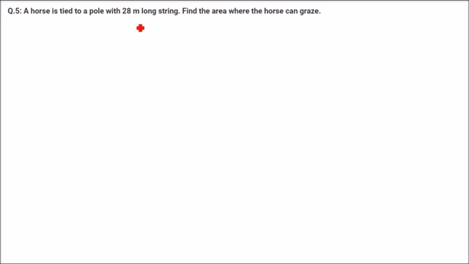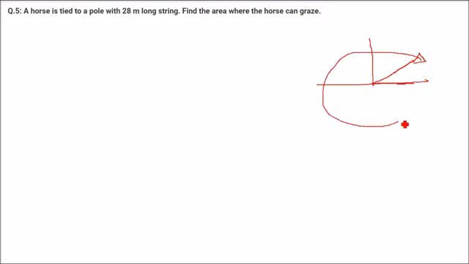A horse is tied to a pole with a 28-meter long string. Find the area where the horse can graze. So there is a horse which is tied to this pole. Now the horse is attached by a string; let us take it as a straight string.